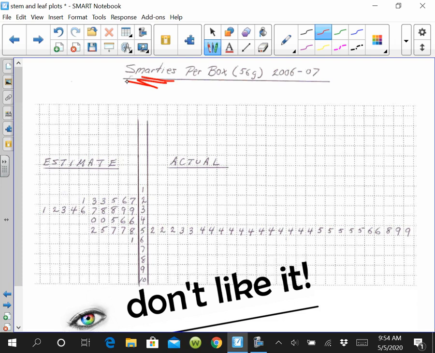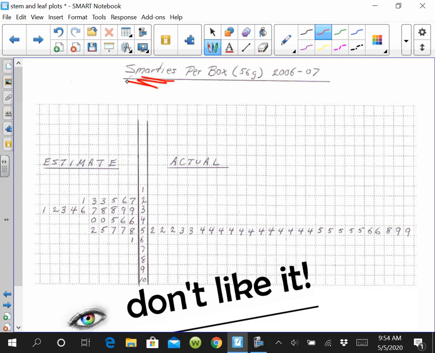I'm imagining there was a class of students and the teacher gave each student a box with a bunch of those Smarties in it and had them look inside and guess how many Smarties are in the box, right? And then later on go back and actually count how many are in there. So now let me ask you a couple questions. Hey, pay attention. You're looking at the graph, right?